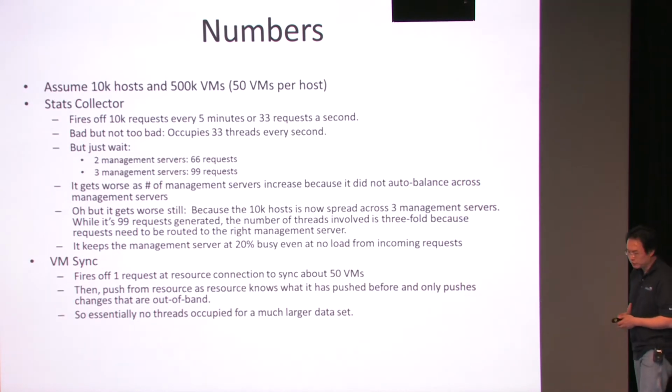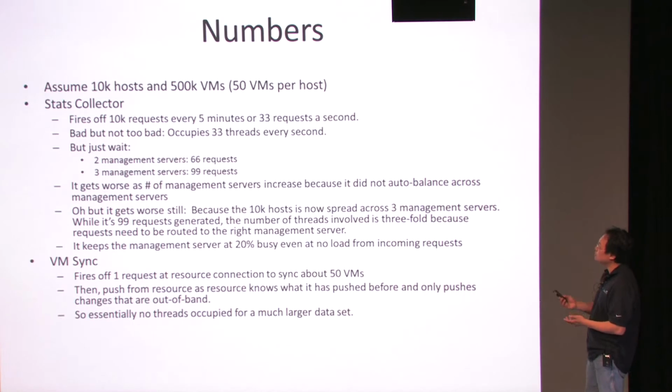So let's do some numbers. We assume about 10K hosts and about 500K VMs. That's fairly reasonable nowadays with 50 VMs per host. The stats collector fires off 10K requests every 5 minutes. It's about 33 requests a second, and that's not too bad. A big server can probably still handle that. It occupies 33 threads every second, because each thread is waiting on agent connections or commands being executed on the resource. But there's more.